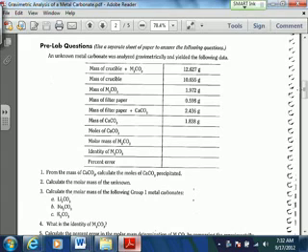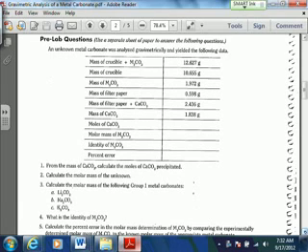So here's the pre-lab questions. These are very similar to the post-lab questions, okay? So the first thing they're showing you here is basically this is the process you're going to use, okay? You're taking the mass of the crucible plus the metal carbonate. You're drying it out to make sure that you've gotten rid of all the water before you put it into solution, okay? Because you want this just to be the metal carbonate.